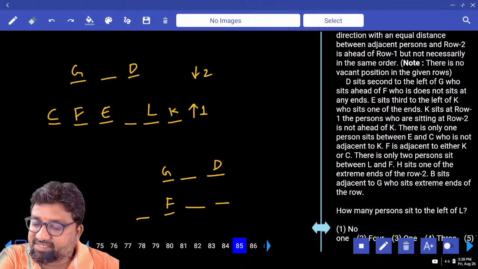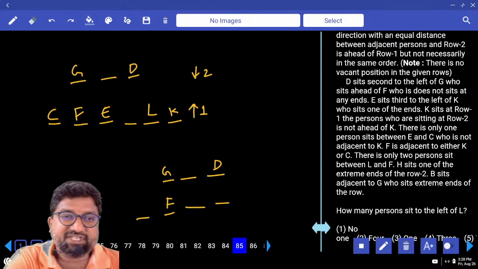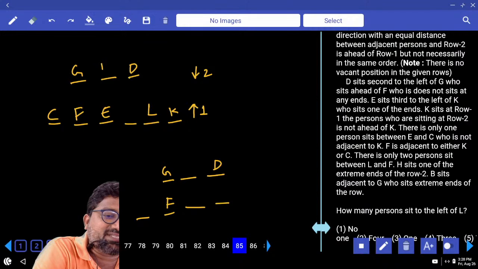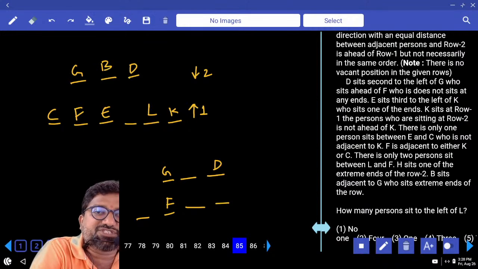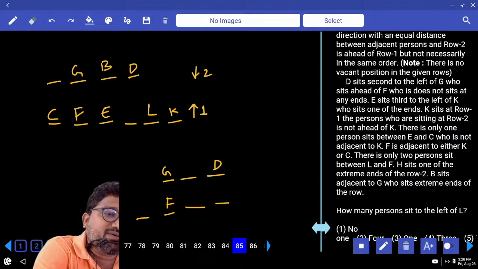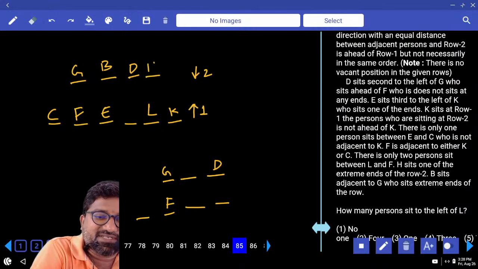B sits adjacent to G, who sits at one of the extreme ends of the lines. So pakka this is B. We thought about H earlier, can H come here? No way. Pakka this is H.